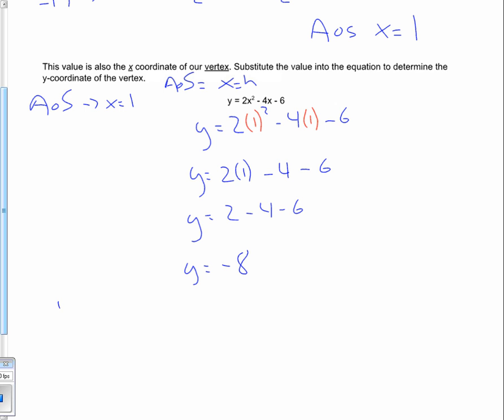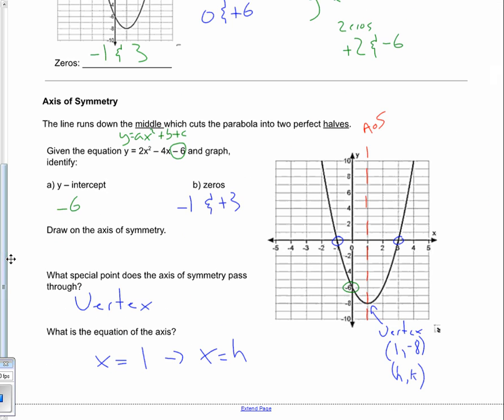So I now know that my vertex should be at 1, negative 8. Okay, and if I go back and look to verify that, because I had the graph on the previous page, I should see very quickly that that is in fact the case. So if I go back to the original graph, if we look down here at the vertex, here we are at the vertex at the very bottom of the parabola, and sure enough, the vertex is at coordinates 1, negative 8.